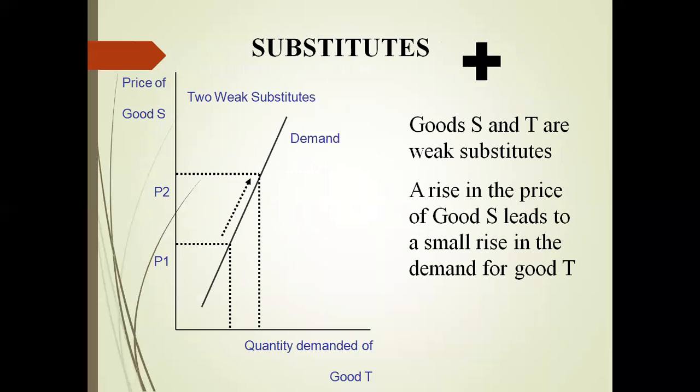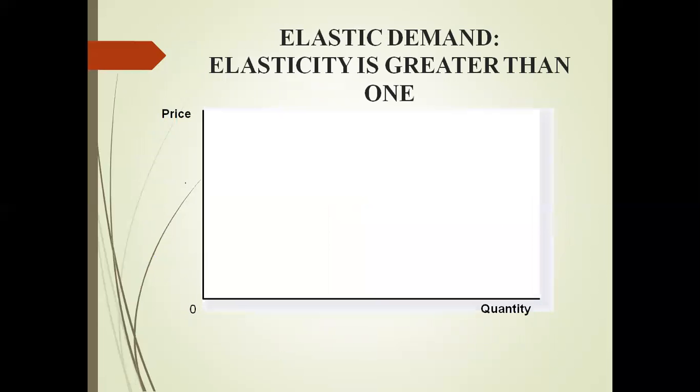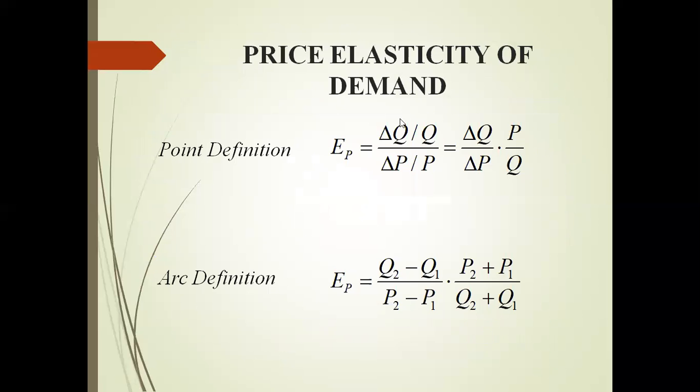The formula for cross elasticity is the same as your price elasticity of demand. So here you are seeing delta Qx over Qx, over delta Py over Py, because we are calculating the effect of the price change of one product on the quantity demanded of another product. So it will be delta Qx over delta Py into Py over Qx.